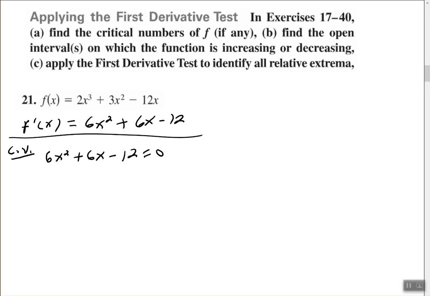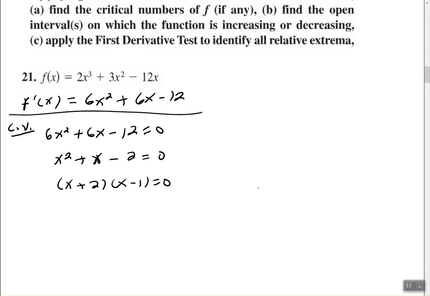All right, so I can divide both sides by 6. And then the factors of -2 that add up to +1 would be +2 and -1. Set each factor equal to 0 and solve.